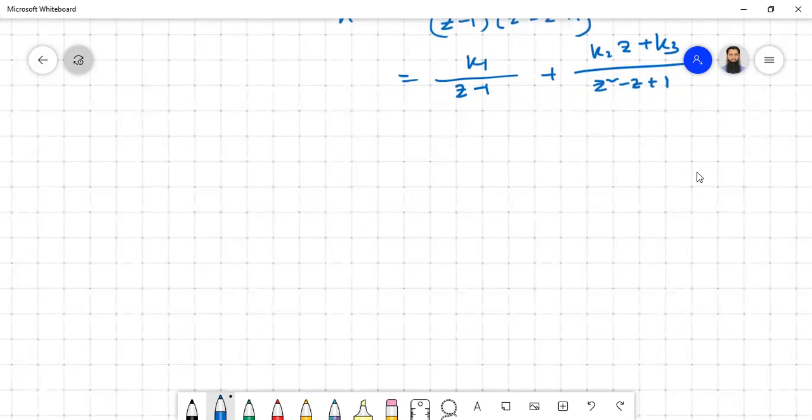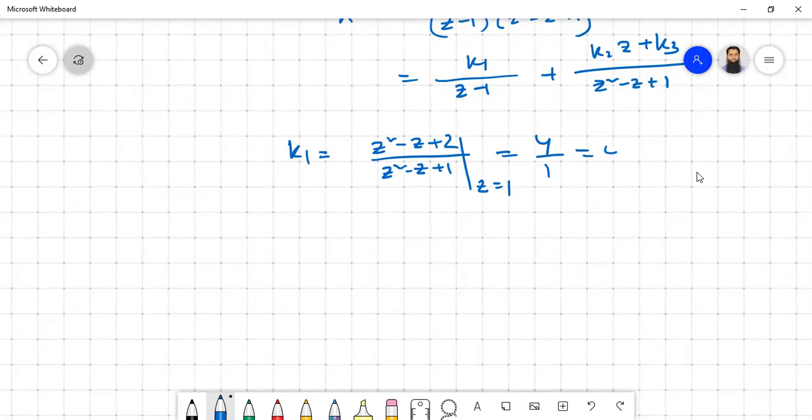Finding K1 is not that complicated, same as before. That will give you z square plus z plus 2 over z square minus z plus 1, and then you set z equal to 1. As you can see, it will give us 4 by 1, so it will give us the magnitude 4. Okay, so 4 by 1, 4. Sorry, I was confused about how the 4 is coming with the plus sign here. Yes, it's 4.